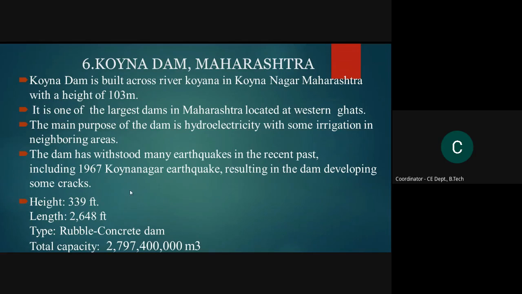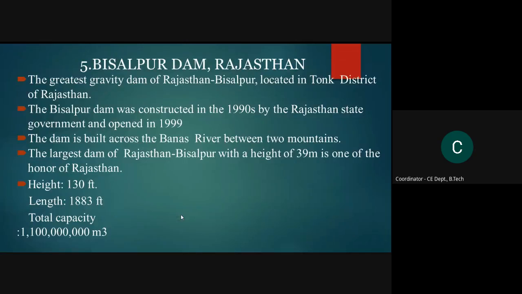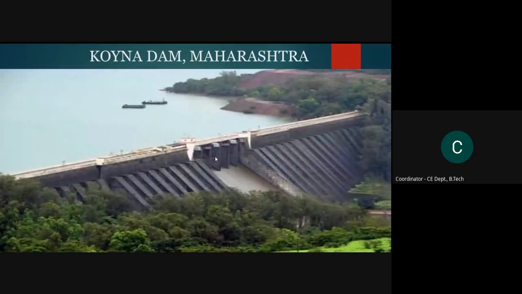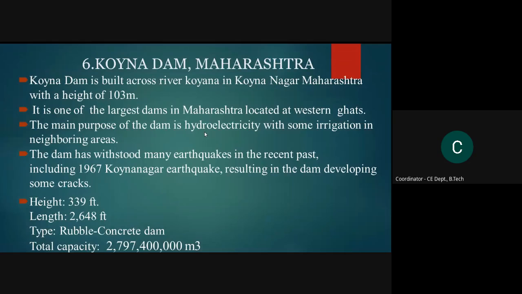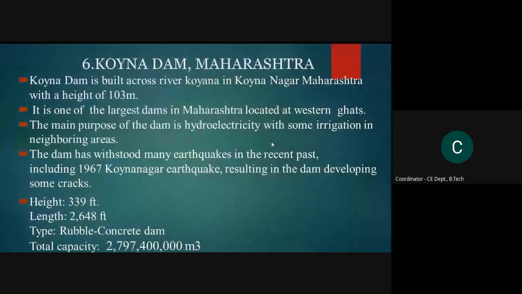The height is 339 feet. And the length is 2,648 feet. The type of concrete used to construct this is the rubble concrete dam. So the material used to construct this is rubble concrete. And the total capacity is such.